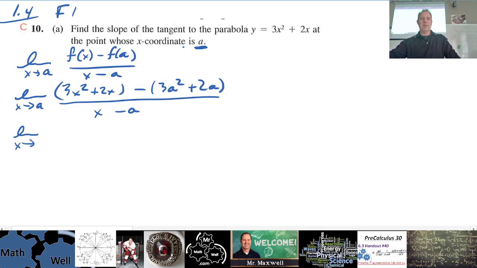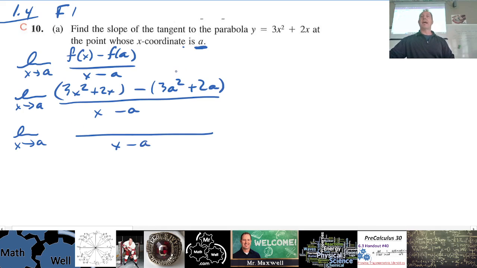Next step of simplification. So do we have any like terms to gather here? Not really. We don't have any like terms to gather. So we're going to have to try and factor an x minus a out of here somehow. So is there any way that I can factor by grouping, or should I rearrange these somehow so that we can factor something out? What do you think? Yes? You can do 3x squared minus 3a squared. Okay. Create a difference of squares.